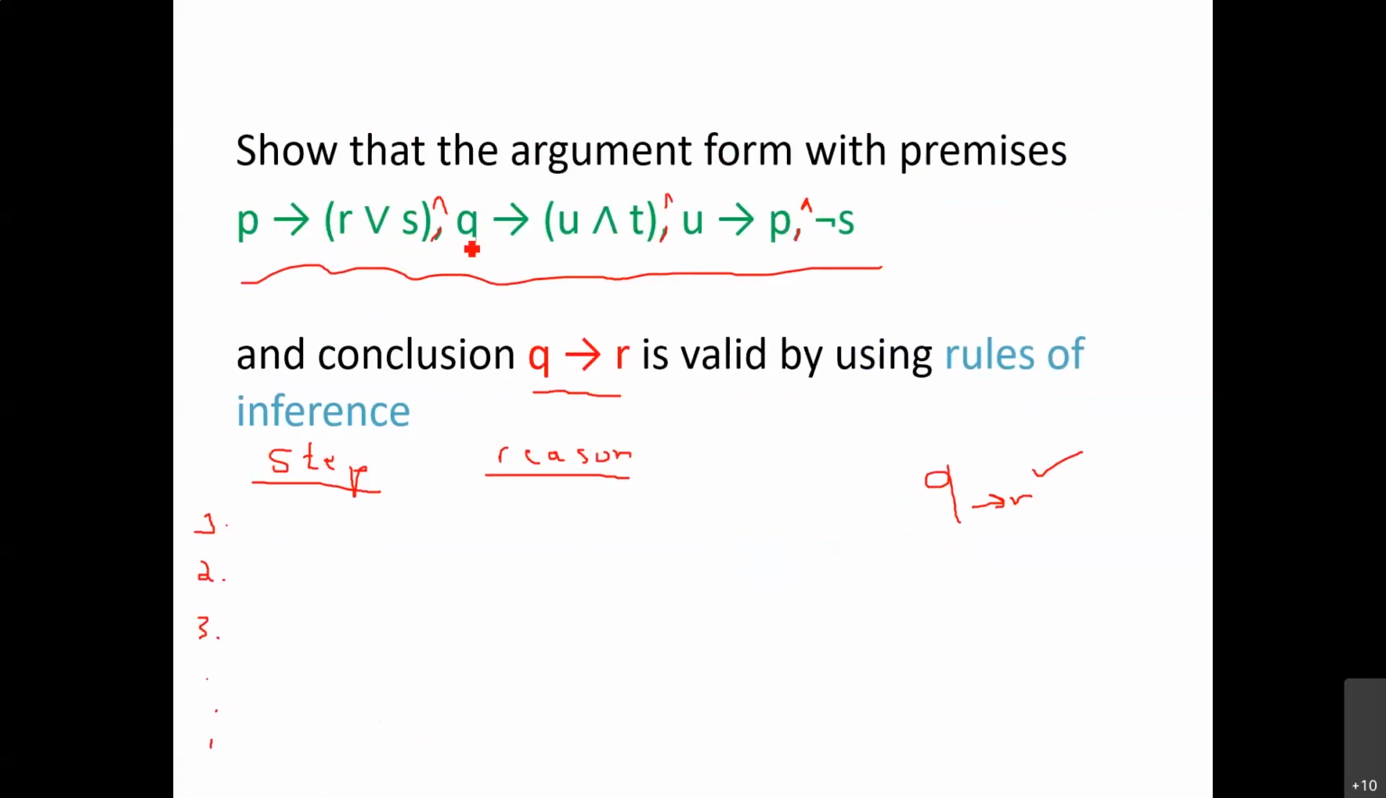So from what I see, I want to reach Q implies R. I have Q here. It implies something. So I want to start from there and try to see if I can reach R. Well, I see that Q implies U. And I have here that U implies P. And then I have that P implies R or S. So that's kind of like the map I'm trying to build.